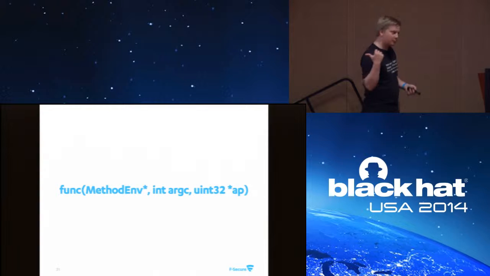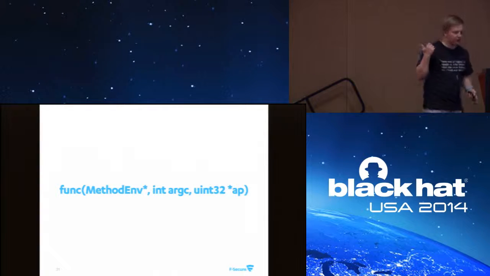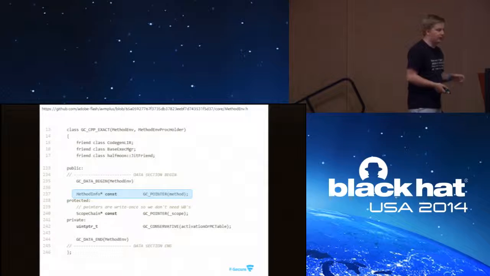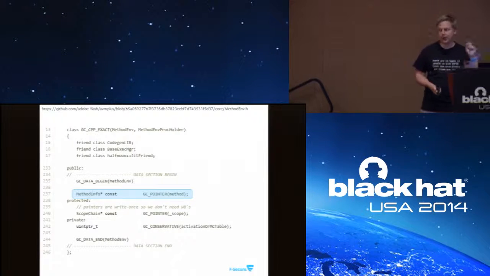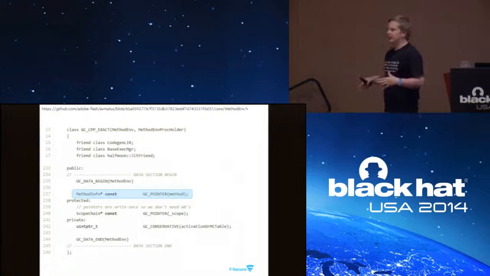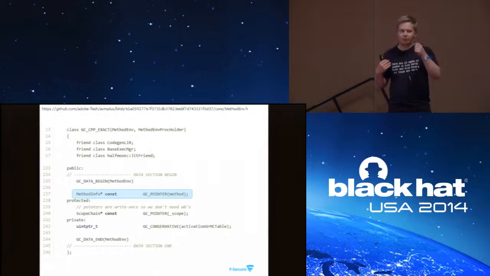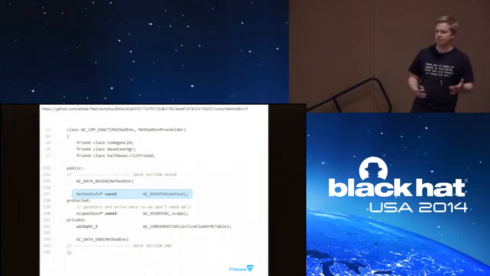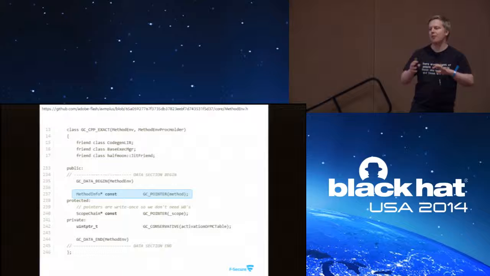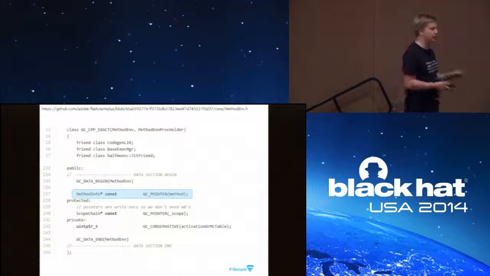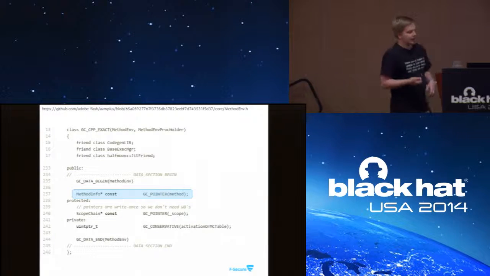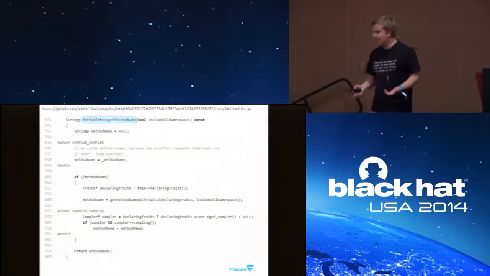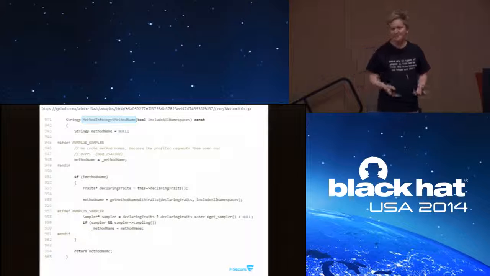Again, we come back to this one. The first parameter, a pointer to the MethodEnv object. And MethodEnv has a member called method info. Now, if you're interested in this kind of stuff, and if you want to start researching this, start from the MethodInfo class, because it's all built around that in some way or another. So that's a good place to start. In MethodInfo, there's a method called getMethodName. Looks promising, right? Probably gives you the method name.